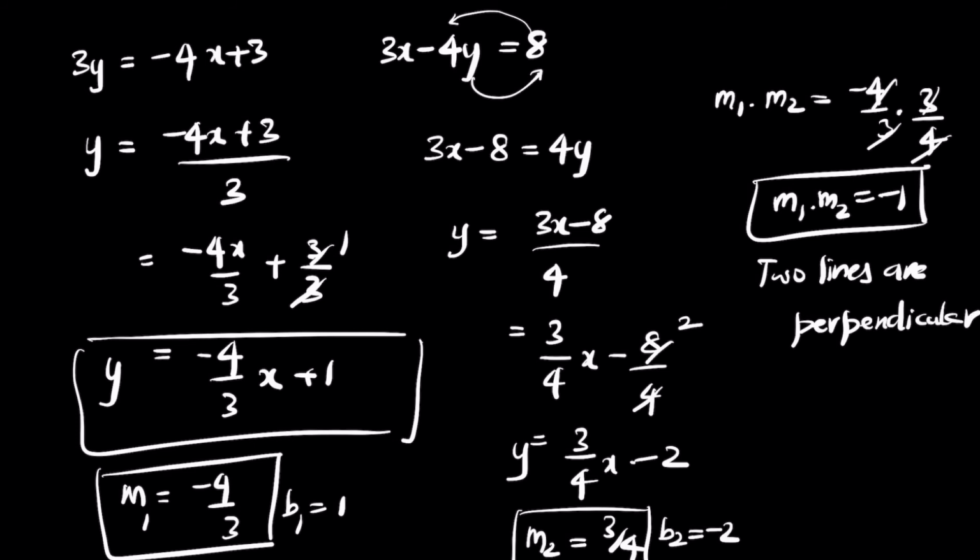So if the two lines are parallel, you will get m1 equal to m2. If the two lines are perpendicular, you get m1 times m2 equal to negative 1. So this is how you can figure out whether two given lines are perpendicular or parallel to each other.